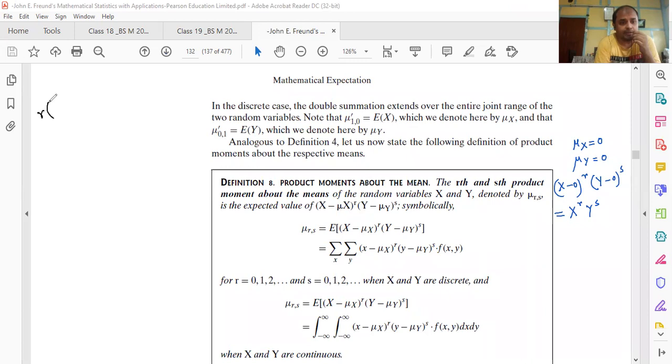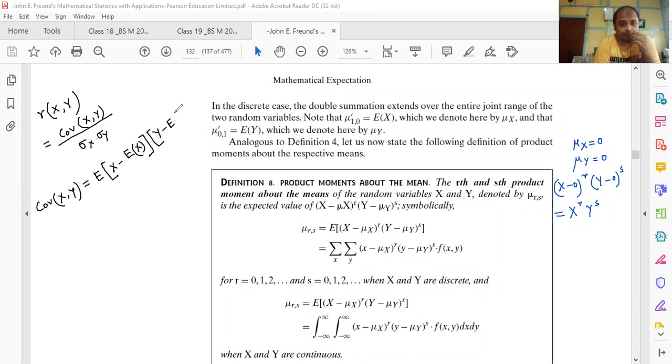Let us try to recall the definition of correlation. The correlation coefficient between the two variables capital X and capital Y is given by the quantity covariance of XY by sigma X into sigma Y. And what is the definition of covariance? In terms of expectation, covariance can be written as E of (X minus EX) multiplied by (Y minus EY). In place of EX, you can write mu X, and in place of EY, you can write mu Y.